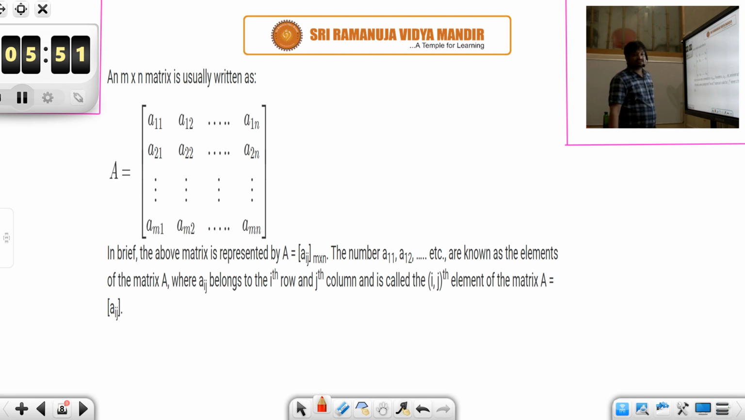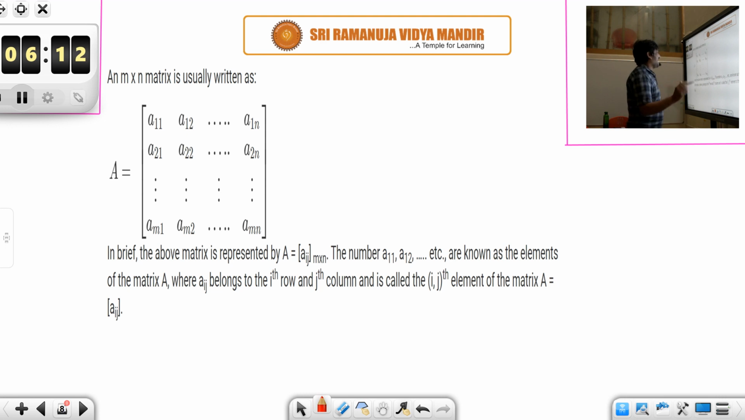And then the general notation of a matrix. See, matrix, we are saying that it is a rectangular arrangement of numbers. So when we say rectangular arrangement of numbers, the number of rows and number of columns need not be equal, because in general a matrix could have any number of rows or any number of columns.